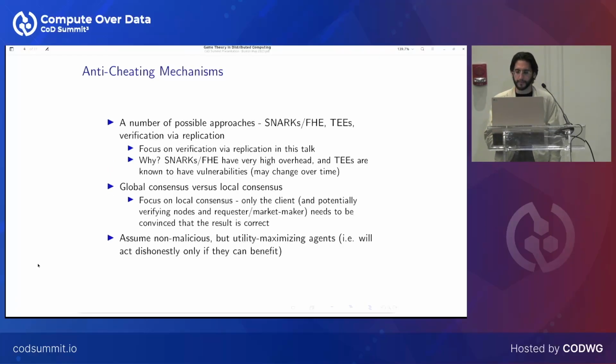There are a number of ways of avoiding cheating in distributed computing. One approach, naturally, is SNARKs or fully homomorphic encryption, trusted execution environments, and verification via replication. We're going to focus on verification via replication in this talk, the reason being that the cryptographic methods, SNARKs and fully homomorphic encryption and so on, have very, very high overhead.